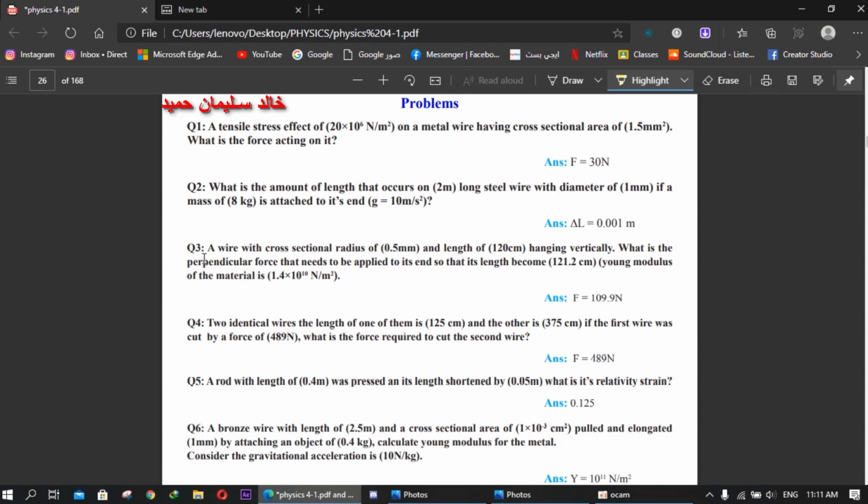The third problem: a wire with a cross-sectional area of 0.5 millimeter and length of 120 centimeter hanging vertically. What is the perpendicular force that needs to be applied to its end so that its length becomes 121.2 centimeter? Young's modulus for the material is this.